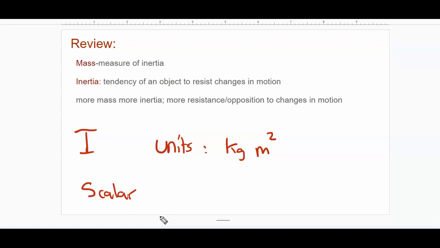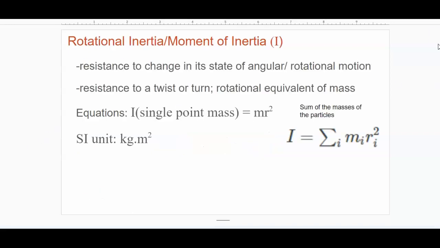What we're going to do now is see how you calculate moment of inertia for single individual point masses and then also for bigger objects. So I'm going to go to the next slide, and we're going to see how to calculate the moment of inertia.